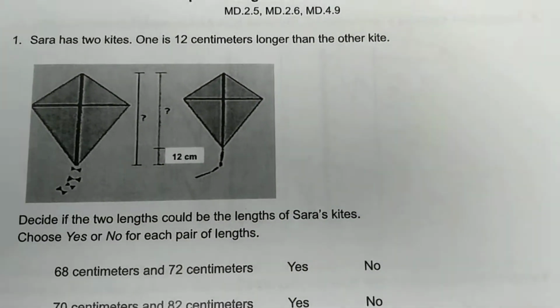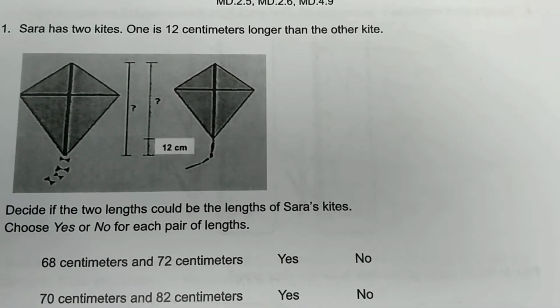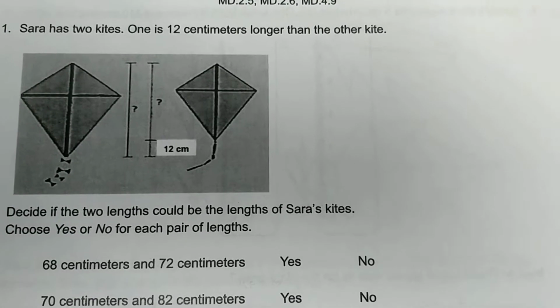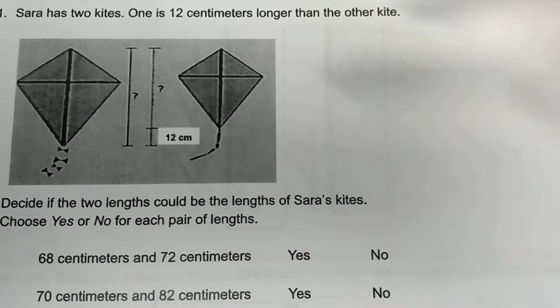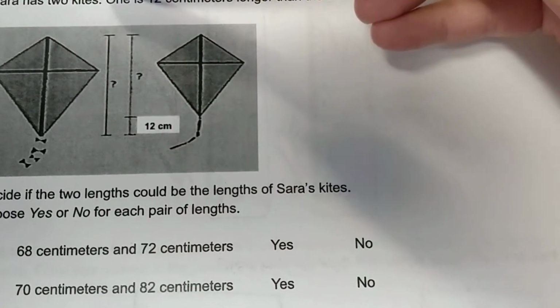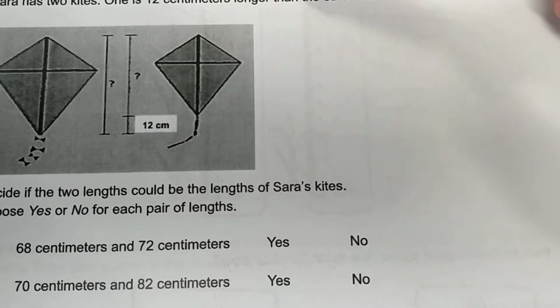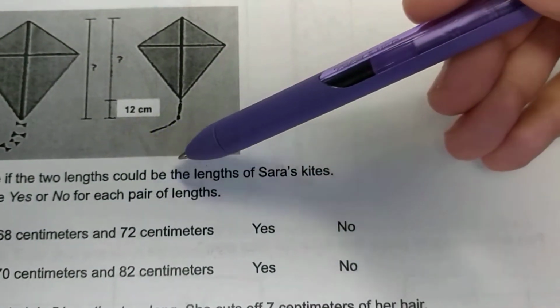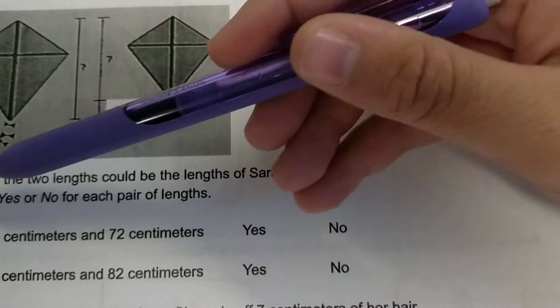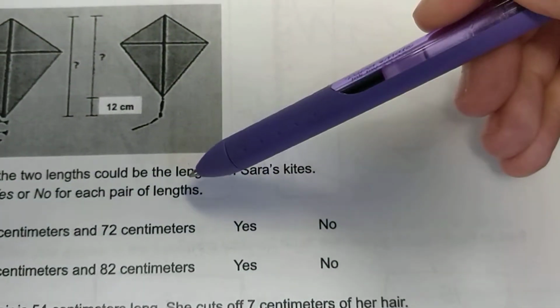So this is a video where you can watch and I will ask you to pause the video in order to solve the answer. So let's start with question number 1. Question number 1 says, Sarah has 2 kites. One is 12 centimeters longer than the other kite. You have to decide if the 2 lengths could be the length of Sarah's kites. You choose yes or no for each pair of lengths.